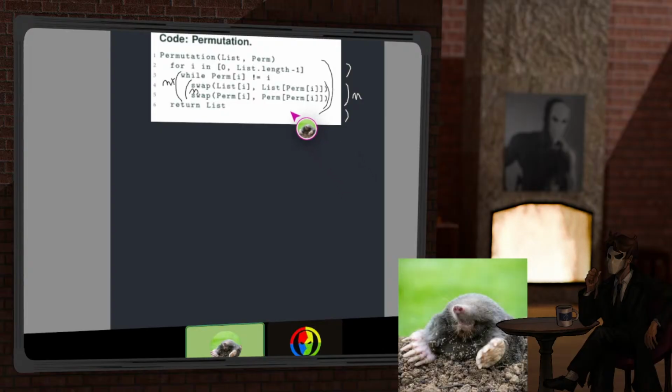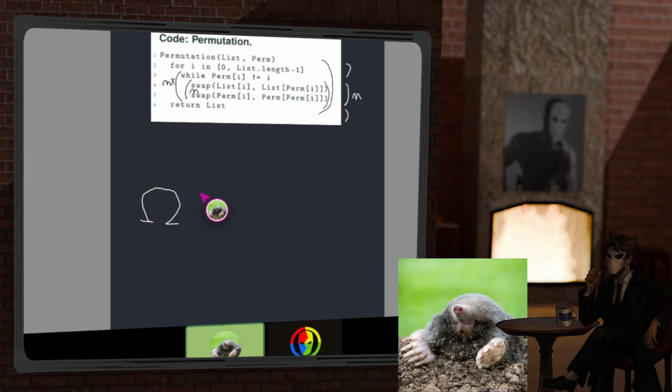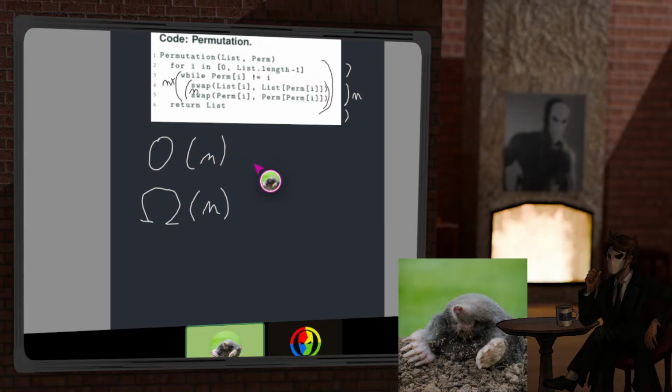So we are going to try to show that it is also in omega of n. Because big O of n means that we are in n or below, and omega is we are in n or above. So if we are in both of them, then we are in theta of n, we are sure this is a tight bound.